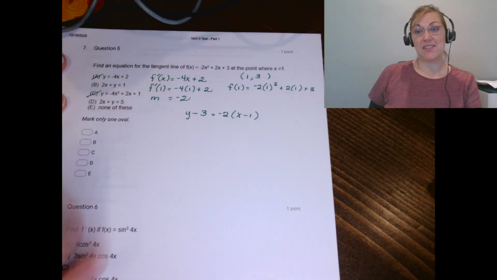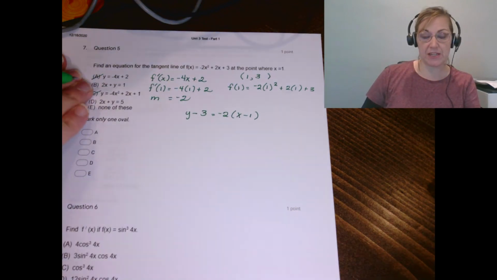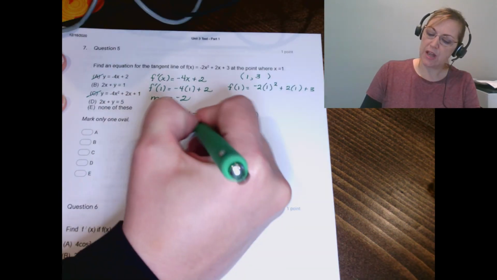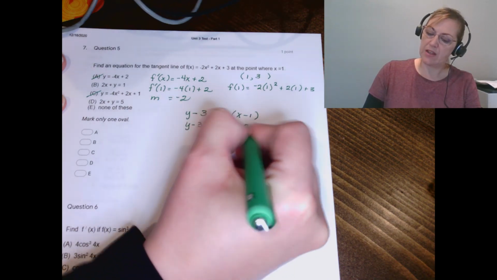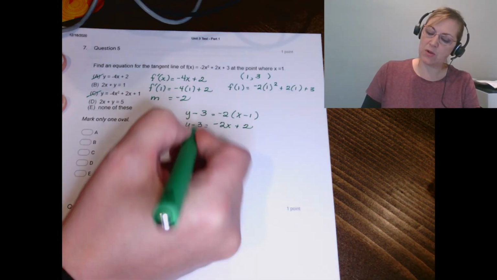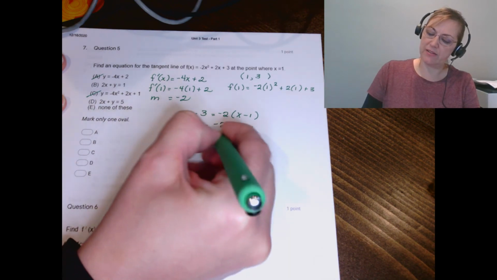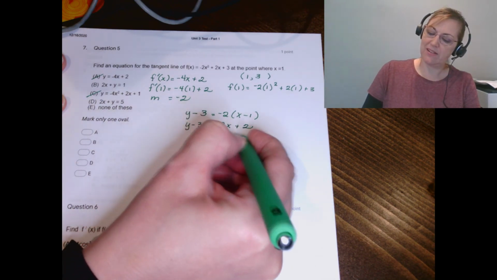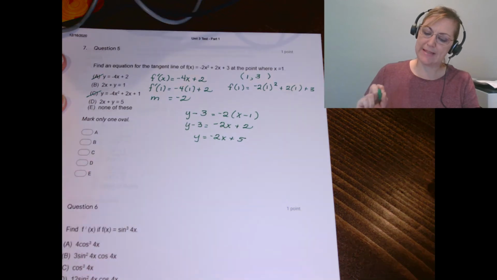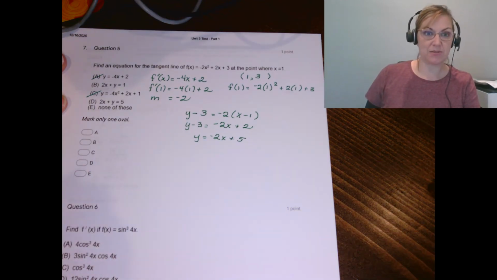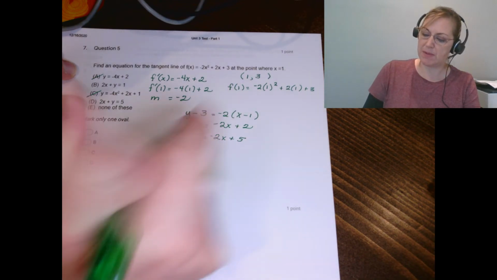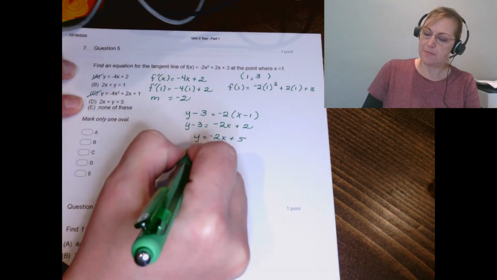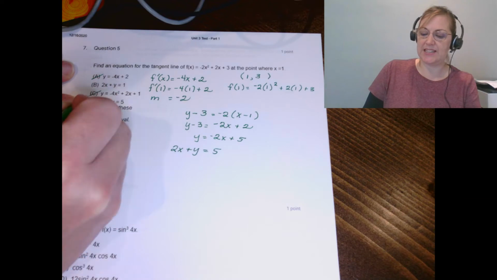And then we're going to have to go ahead and simplify to try to fit it to one of the answer choices. So I'm going to distribute the negative 2. And I'm going to add the 3. So now let's see. I got to move things around to see if it can make it look like this. It looks like if I move the 2x back over here, yeah, I can make it look like D.